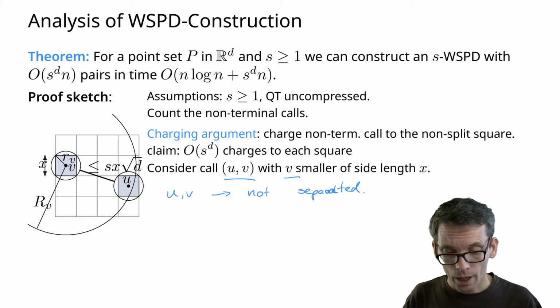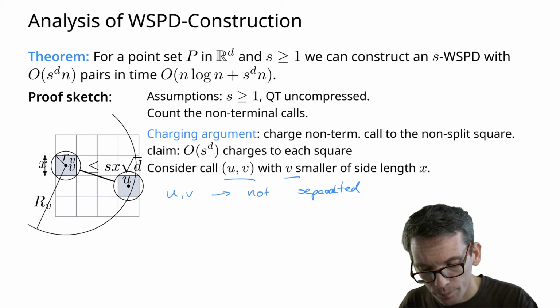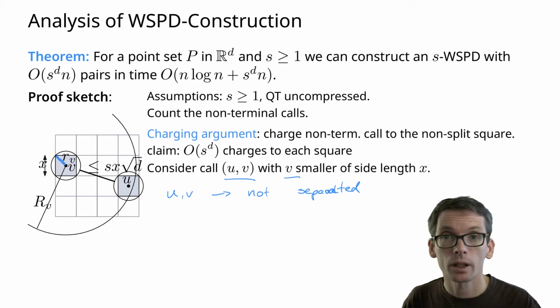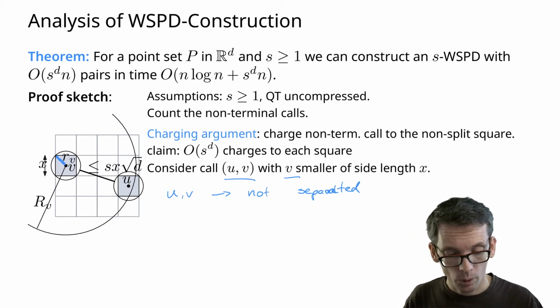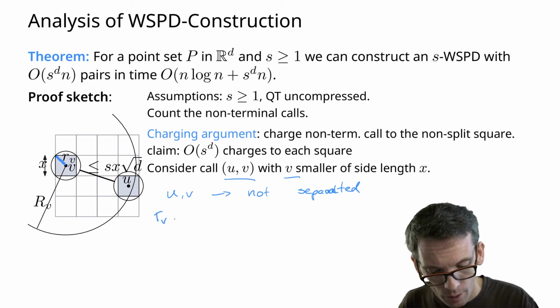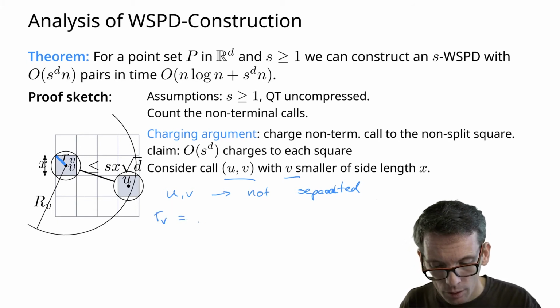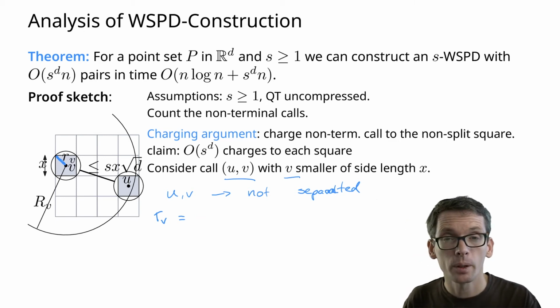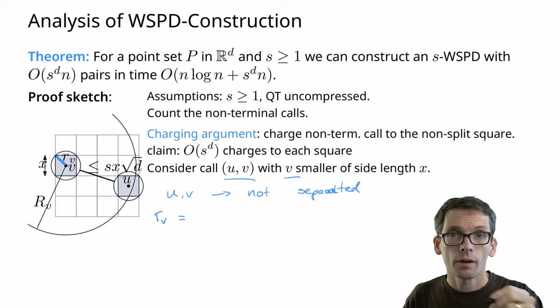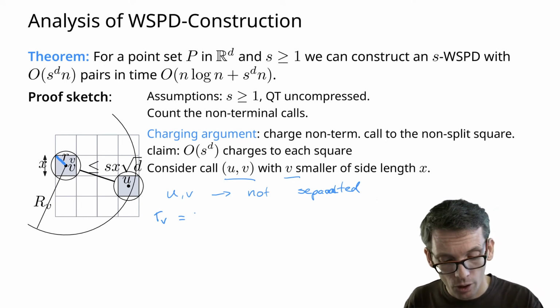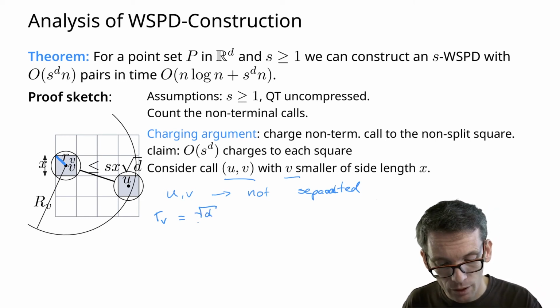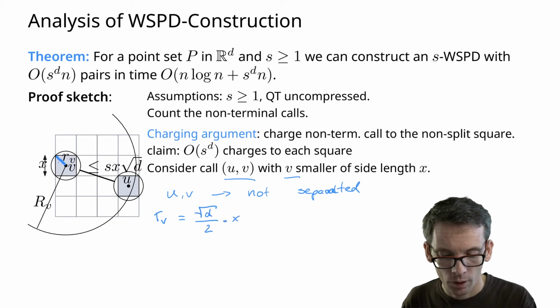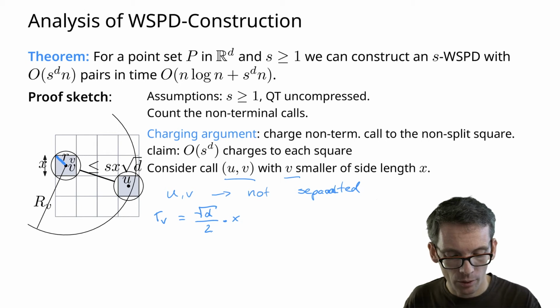So we have v, and let's say this is the radius of the resulting disk, rv. So what we have about rv is essentially, in 2 dimensions this would be x divided by square root of 2. In general d dimensions this is square root of d divided by 2 times x. So the diameter of this disk is square root of d times x. The radius is this divided by 2.